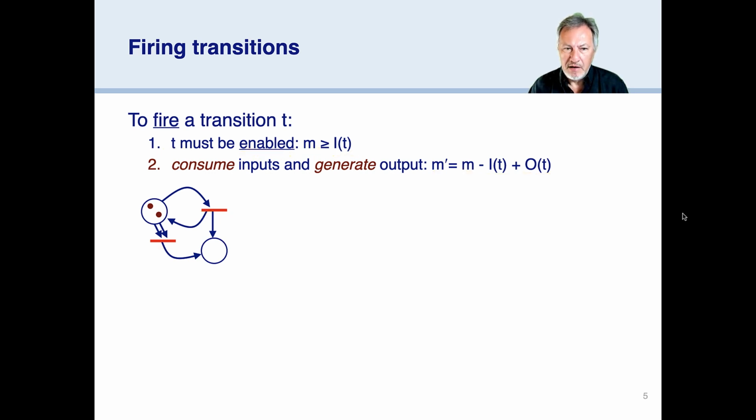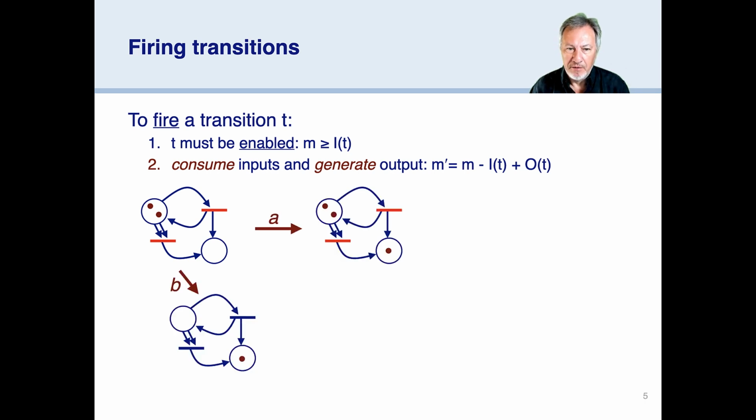So in this state, either transition A can fire or transition B can fire. If transition A fires, it will consume one input from place X and produce an output in X and an output in Y. So here we see the new state, which is like the old state, except we have an additional token in place Y.